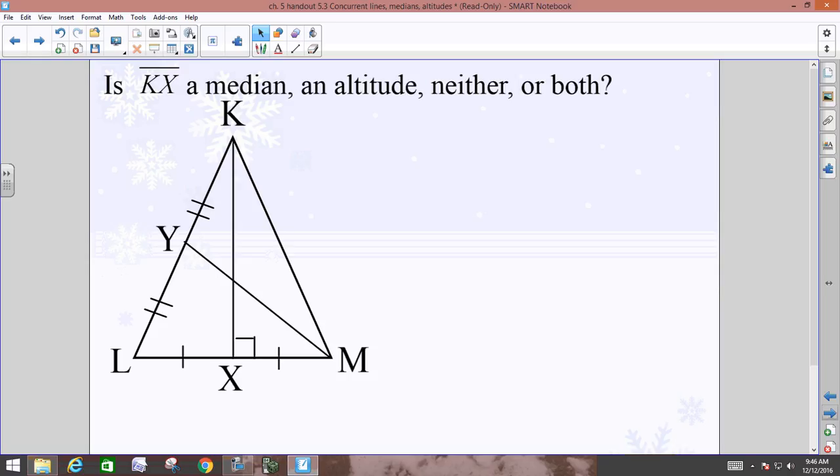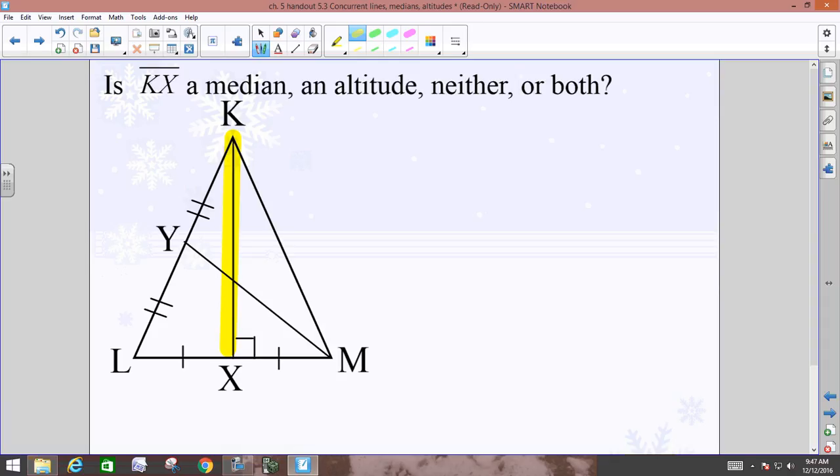We have a handful like this today where they ask you what type of segment it is. So they want to know if segment KX is a median, altitude, neither, or both. Remember, medians go to midpoints. Altitudes are going to be perpendicular. Like if you want to measure your height, you wouldn't stand crooked. You would stand perpendicular to the floor.